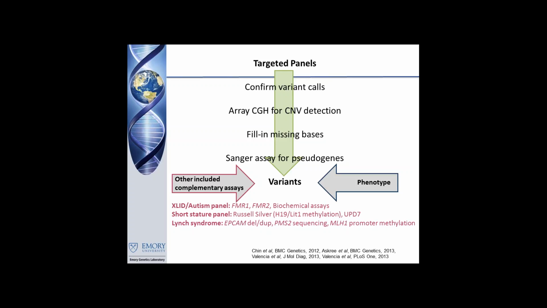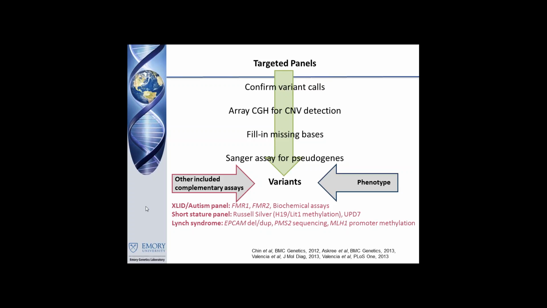Thinking about disease mechanism as well, not all variants can be detected by sequencing. When we do a targeted panel for a particular disorder, we can really pay attention to what best captures the full mutation spectrum for that particular presentation. We can confirm variant calls if necessary. Perhaps array CGH for CNV detection is most appropriate as part of that panel. We can fill in missing bases and genes that perhaps didn't get sequenced well by NGS, but we know that gene is important for a particular phenotype. We can make sure those bases get covered by supplementing with Sanger sequencing. And Sanger sequencing is still the best way to assay genes that have pseudogenes. There are other complementary assays to think about as well.